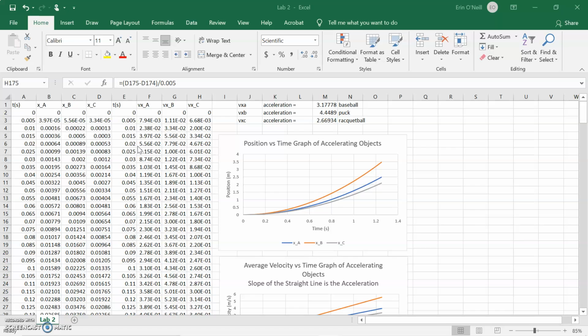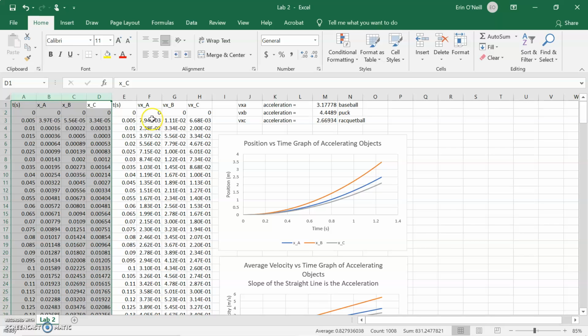For lab 2, I found the velocity of the moving balls by using the values given, which were in these columns. Yes, that's a column. Which were given.